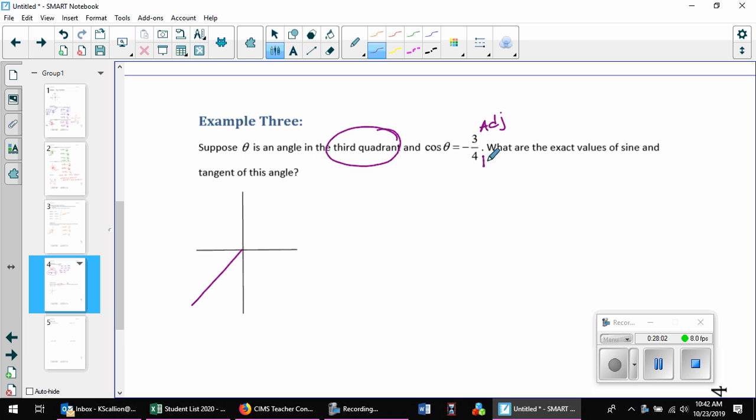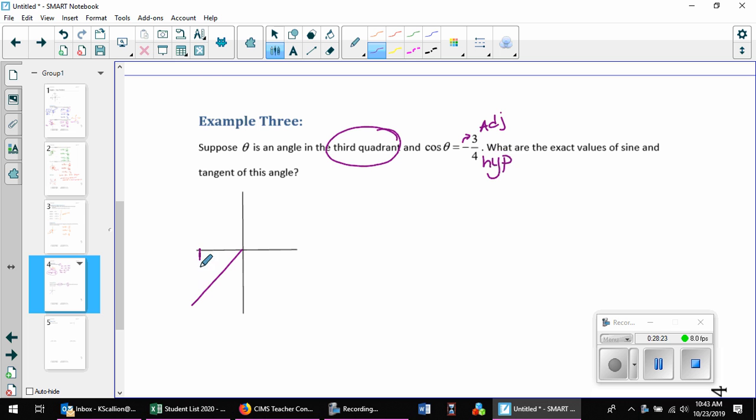adjacent over hypotenuse. Now the negative sign isn't attached to either of those. You have to be smarter. What did we say our hypotenuse could be? Negative. So we know that that negative sign belongs to the numerator. Does that make sense, everybody? Because we just talked about hypotenuse.